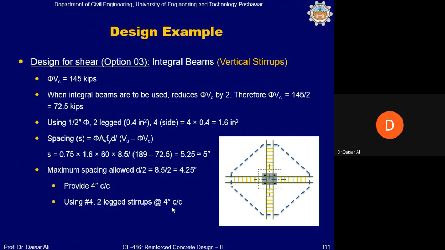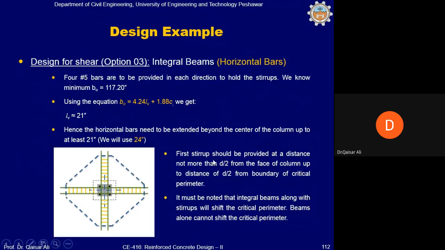The last step is to provide the length of this integral beam. The length of the integral beam will be calculated from this equation: b naught is equal to 4.24 Lv plus 1.88 c. We have calculated b naught in the previous slide, which was equal to 117.2 inch. We'll substitute this value in this equation, and c, the size of the column, is known to us, so Lv can be calculated.